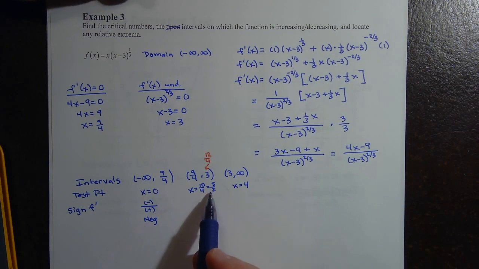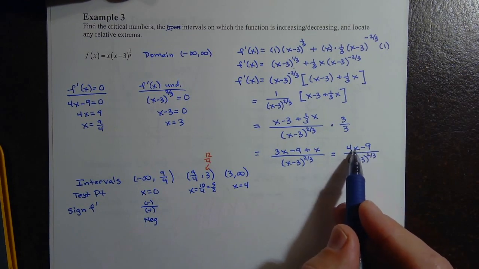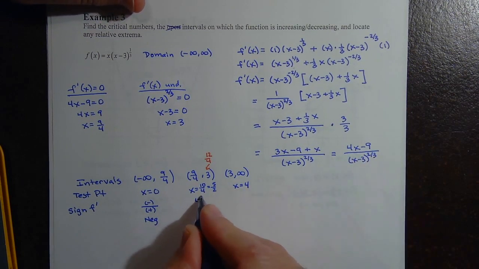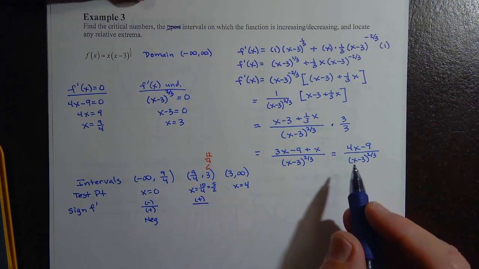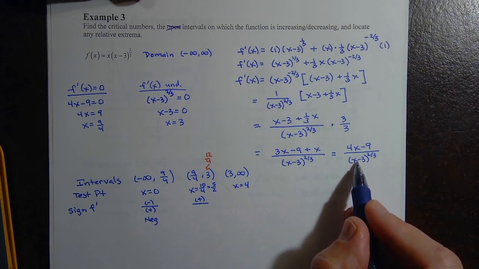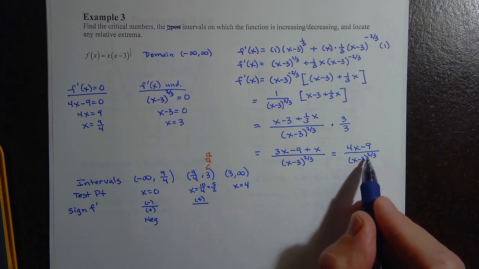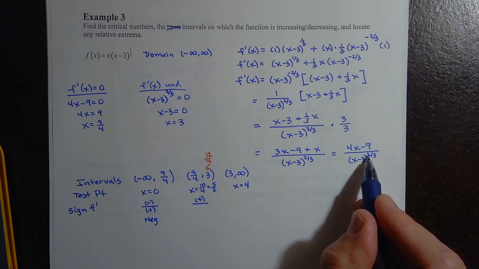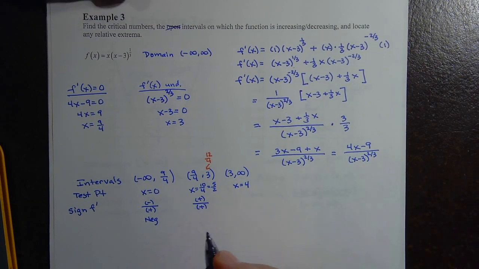And then for 5/2, this top would be 4 times 5/2, which is 20/2, which is 10, minus 9, that'd be positive. We really don't care about the number value, it's the sign of the number we get. So positive over, and if we put 5/2 in here, it's not going to matter what this is because we are going to square it and then cube root it, or cube root it and then square it. Either way, if it's negative, it's going to come out positive. So this denominator is always going to be positive. So this is positive.